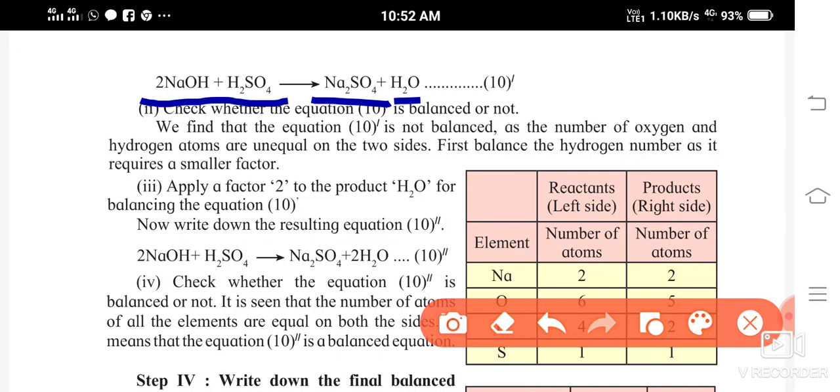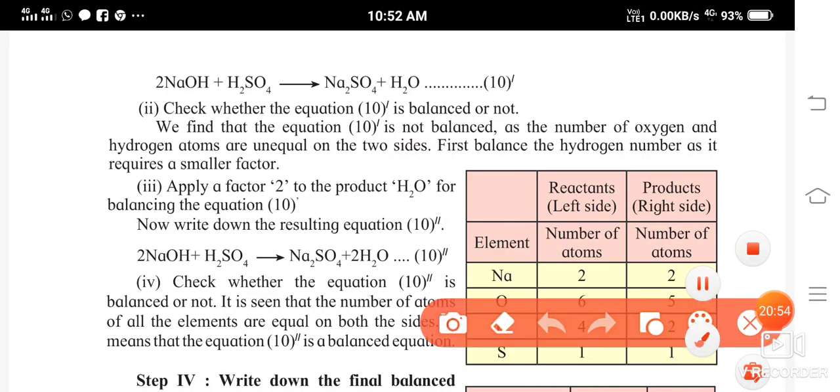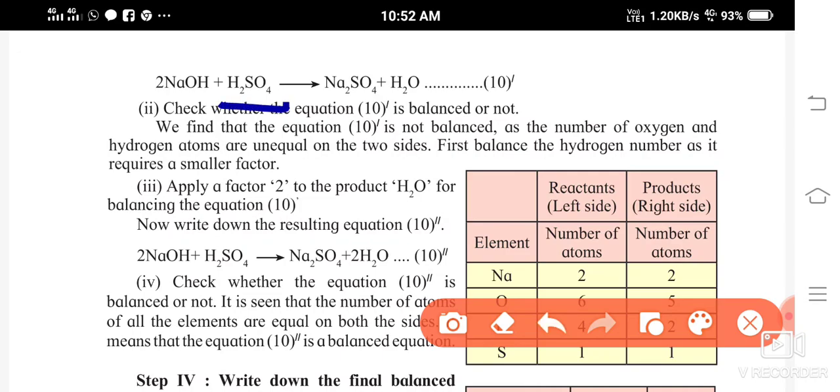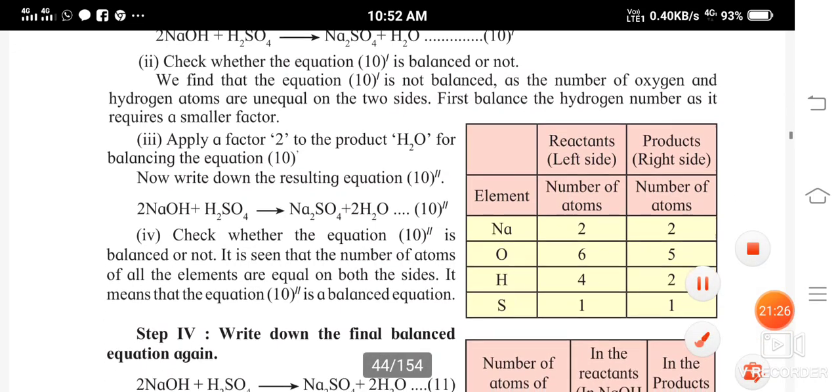Now sodium is balanced on either side. Check whether the equation 10 dash is balanced or not now. See, here 2 atoms of sodium, right? But oxygen, now how much did it become? On the left hand side, 2 plus 4, it became 6, right? But what happened on the right hand side? It is 4 plus 1, 5, right? So this side it became 6 and this side it became 5. So now oxygen is not balanced, correct?